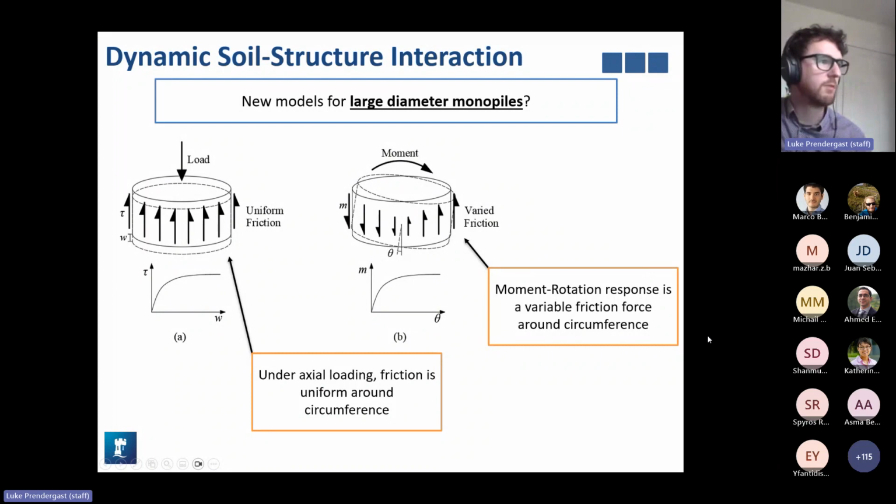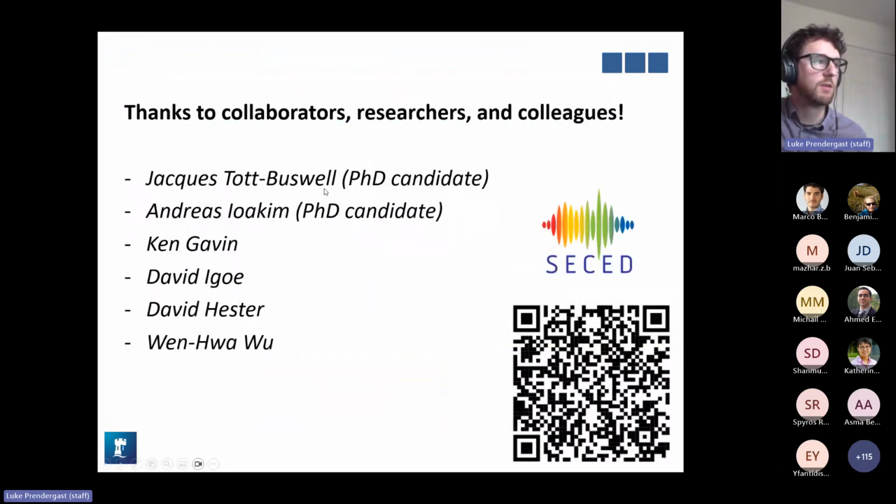I am conscious of time, so I will end there. I just wanted to say thanks to some of the collaborators, particularly the top two researchers, that are absolutely super important to this work because they are continuing it. So Andreas Ockham is continuing the model updating approach to be capable of estimating the embedded length of pile foundations, which may not be readily available, which will be a very useful addition to the structural health monitoring field or damage detection fields as well. So yeah, thank you for your time.